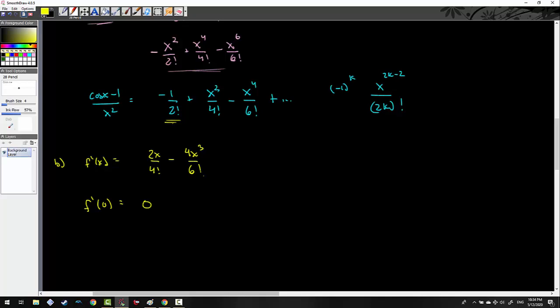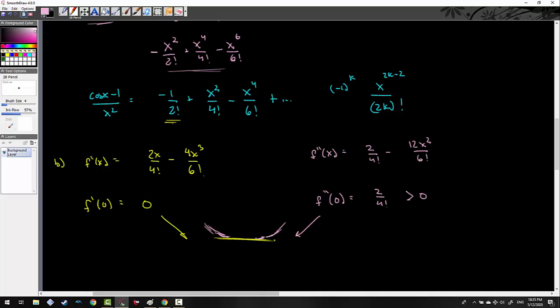So how does the second derivative test work? I'm going to switch colors here. I'm going to take the second derivative of the function. That gives me 2 over 4 factorial minus, looks like 12x squared over 6 factorial. And I'm going to say, all right, well, what is my concavity when I'm at 0? Well, my second derivative is 2 over 4 factorial, meaning I am a positive number. So to put these two things together, the idea of f prime being 0 means that I'm flat. The idea of f double prime being positive means that f is concave up. So if I'm flat and concave up at the exact same time, there's only one possibility, and that is that I have a local min.